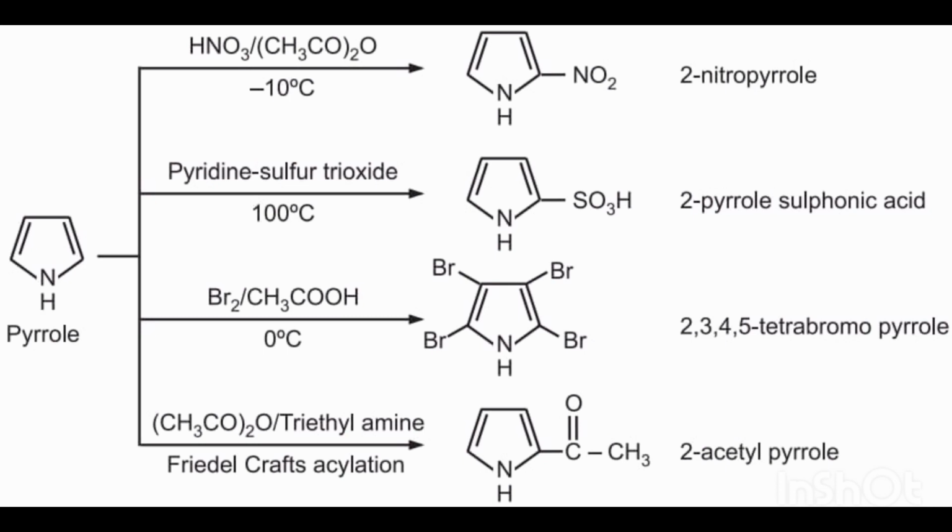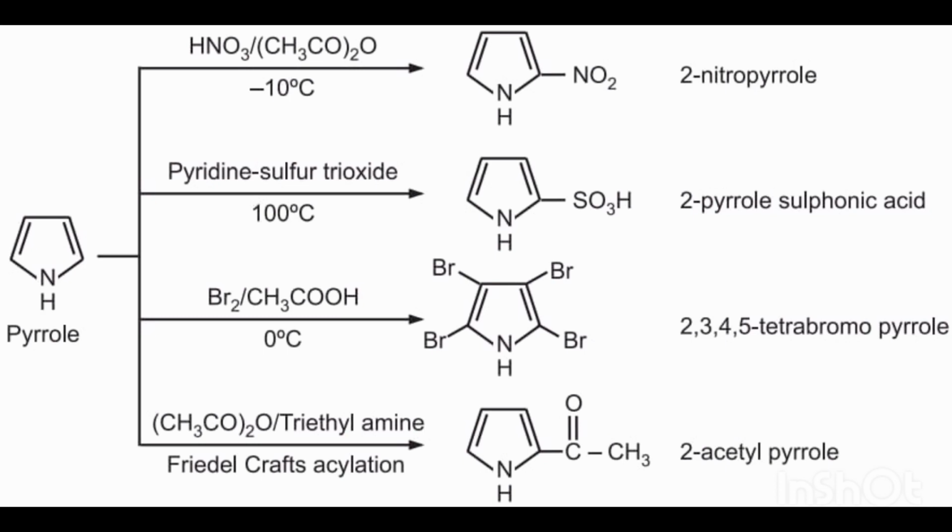The next reaction is Friedel-Crafts acylation. This reaction means that an acetyl group is attached to the pyrrole nucleus. It is carried out by treating with acetic anhydride in the presence of triethylamine. Pyrrole on treatment with acetic anhydride in the presence of triethylamine gives 2-acetyl pyrrole.